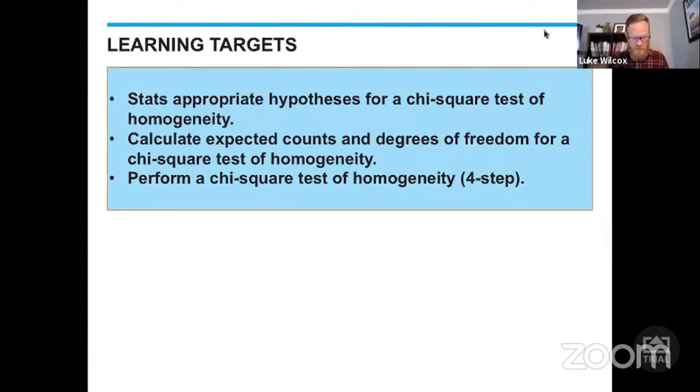So the first one is to state appropriate hypotheses for a chi-squared test. So that's about the null and the alternative hypotheses. The second one is to calculate expected counts and degrees of freedom. And this is going to look different than it did yesterday with the chi-squared goodness of fit. And then, of course, by the end of it, we need to be able to do a full 4-step significance test here. So we will definitely check back in on these learning targets at the end of the lesson today.